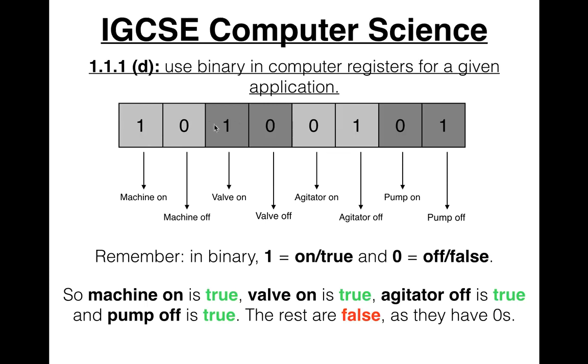Okay, so in this case, machine on is true, because it has a value of 1 here, valve on is true, because it has a value of 1, agitator off is true, because it has a value of 1, and pump is off, because it has a value of 1. The rest are false, as they have zeros. So this is the effect that it would have on the washing machine if the register contained these bits.